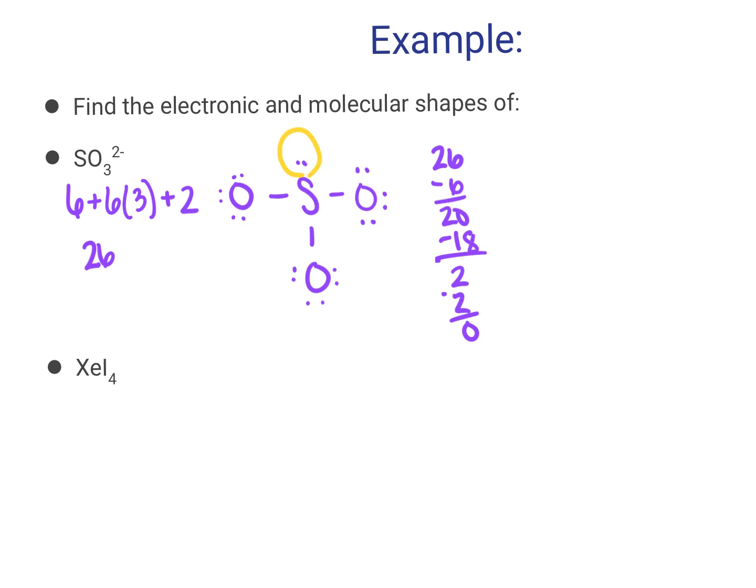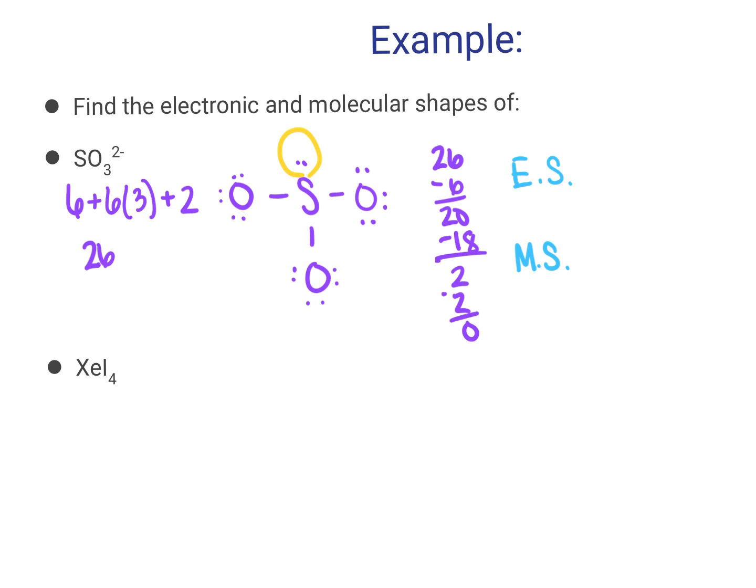Okay, so now we're going to find the electronic shape. I'm just going to say ES for short. And we're going to find the molecular shape, MS for short. And the way we're going to do that, we're going to use this chart. So pull up your VSEPR chart. Let's just look at the columns. The first column is total domains. That we're not really interested in.